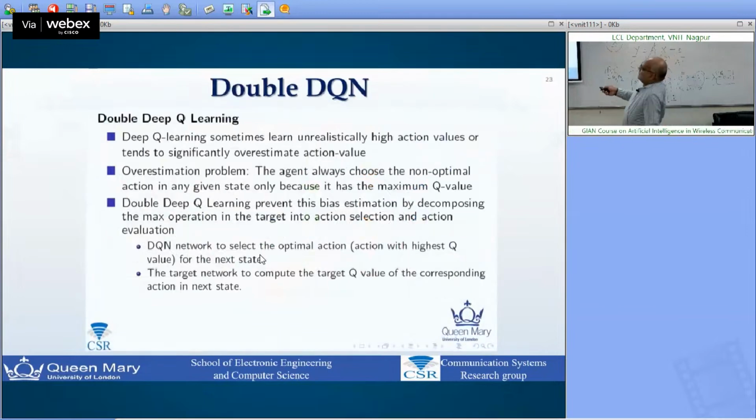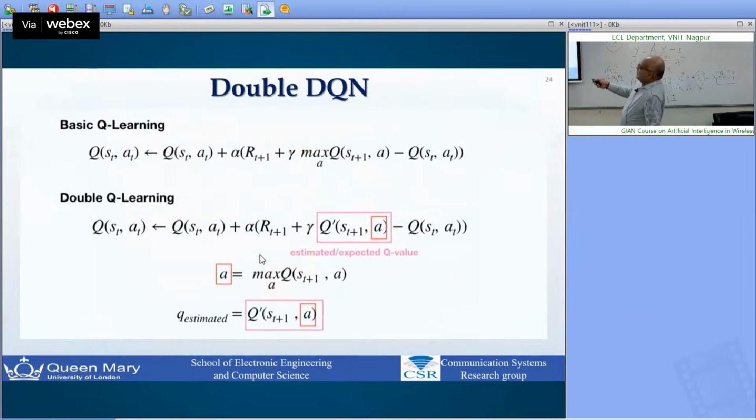Here in deep Q learning, we are going to have some problems. Sometimes it overestimates the action value, overestimates the Q value. If you overestimate, it won't converge. Because of that, we are going to have double deep Q learning. So what is double deep Q learning? This is the difference. This is Q learning.